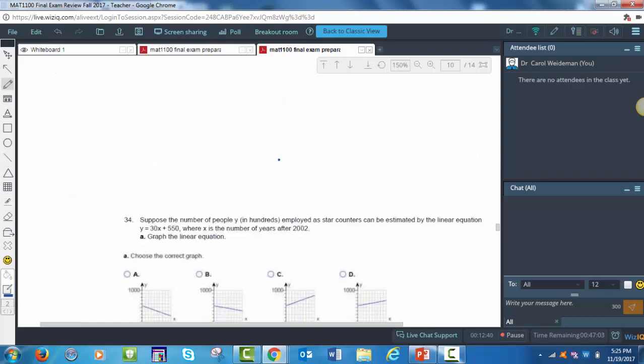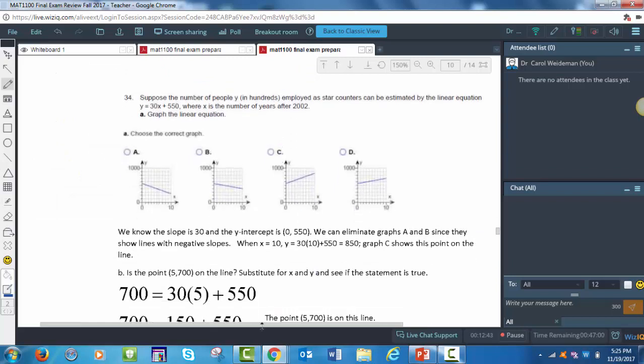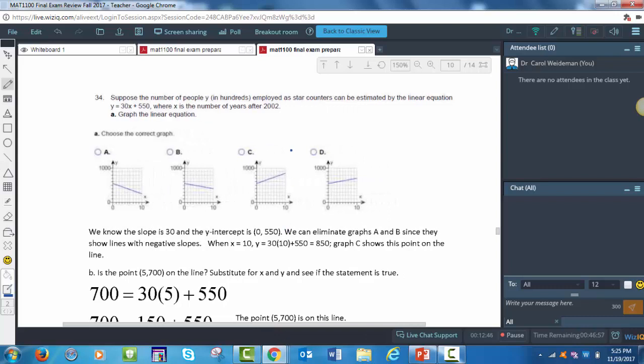All right, number 34. Suppose the number of people employed as star counters can be estimated by this linear equation, y equals 30x plus 550, where x is the number of years after 2002. First, we want to graph the line. The first thing we notice is the slope is 30 and the y-intercept is (0, 550). So we can eliminate A and B because these lines have negative slope. Now let's look at the largest value of x in the graph, which is 10. I asked, what does y equal when x is 10? And I come up with 850. This point is shown on graph C but not on graph D. So C is the correct answer.